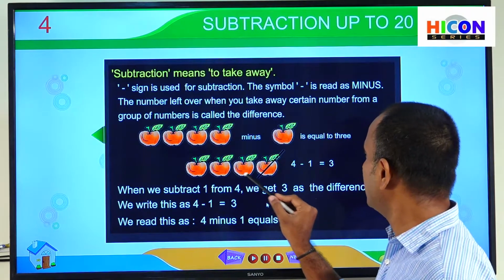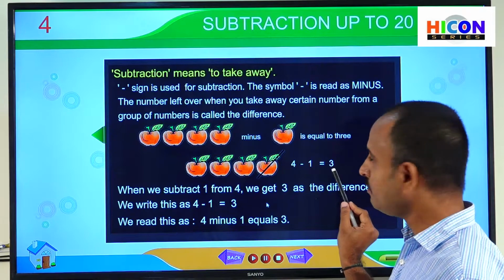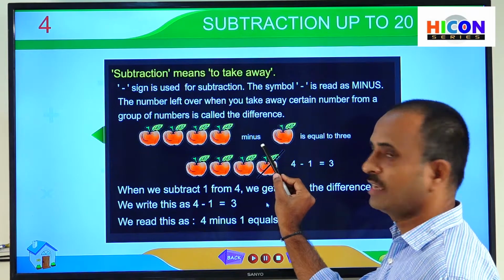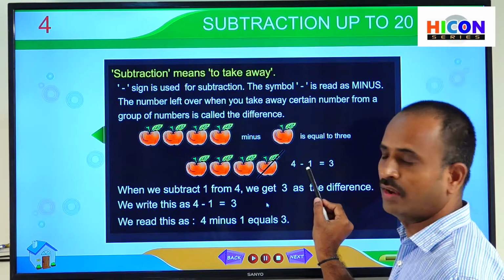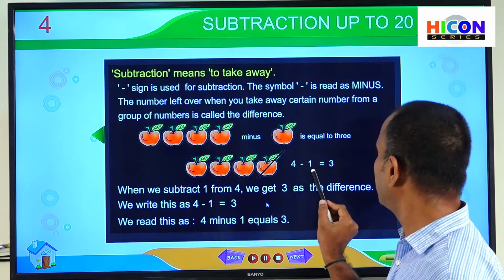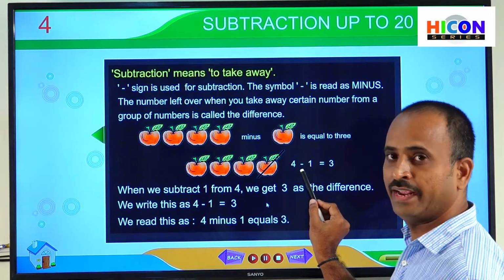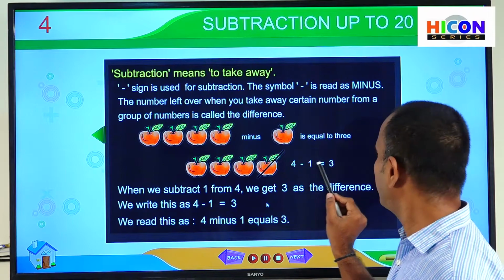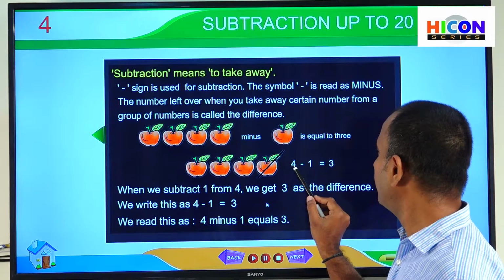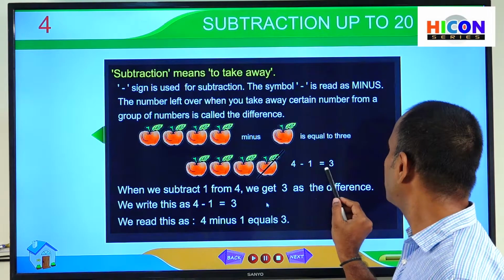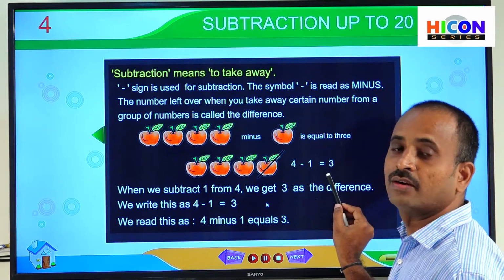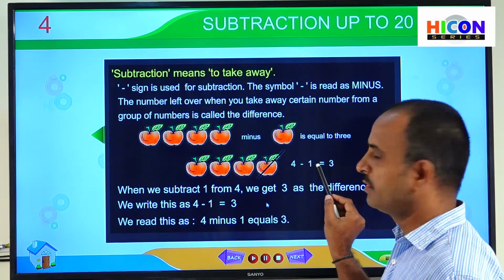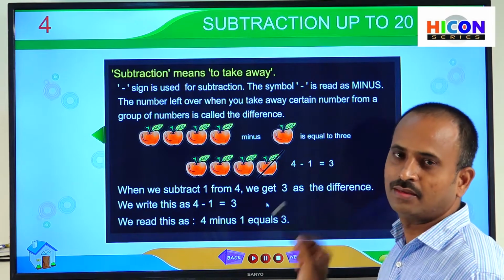It can be represented in number form like this. 4 apples can be represented by the number 4. Minus can be represented in symbolic form, that is a small line. And this 1 apple can be represented by 1. So 4 minus 1 means we have to take away 1 from 4, we have to subtract 1 from 4. How many apples do we have left? 3 apples. So the answer is 3. This 3 is called the difference. If we subtract 1 from 4, we get 3. The difference of 4 and 1 is 3.